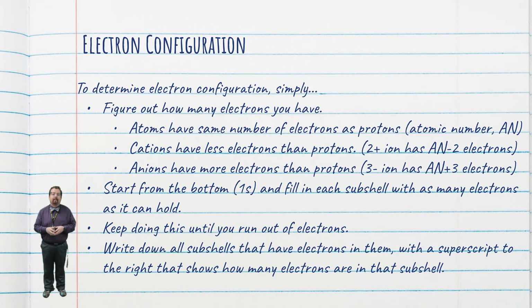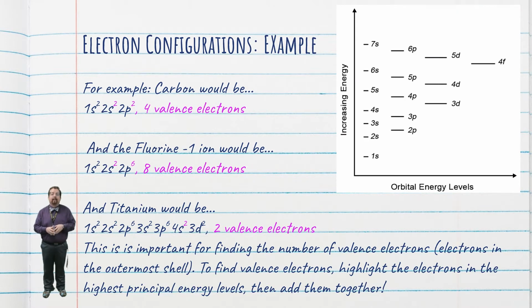in that subshell. So, for example, if we're looking at carbon, carbon's atomic number is 6, which means as an atom it has 6 electrons. Start by placing 2 electrons in the 1s subshell, then 2 electrons in the 2s subshell. We've now used 4 of our 6 electrons, so we have 2 left to place in the next highest energy subshell, which is the 2p. This gives us an electron configuration of 1s², 2s², 2p².